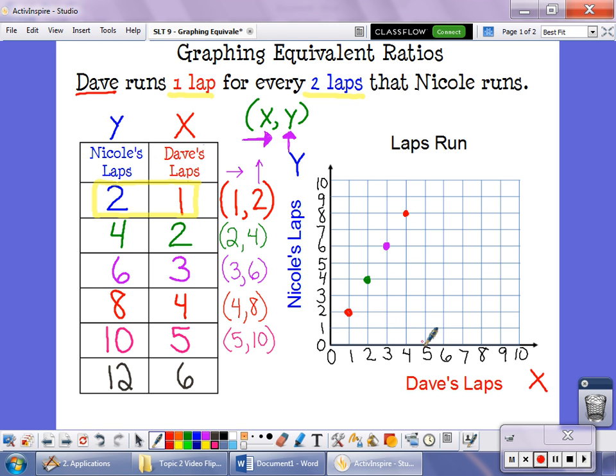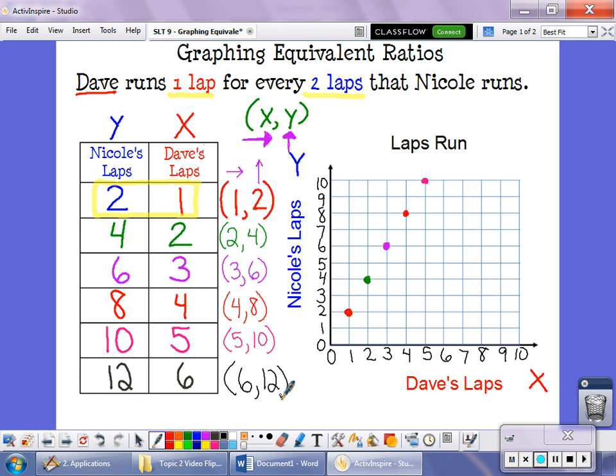So I'm going to go over 5, up 10. Now that's the last point I can put on my graph. Anything else is going to end up being off here. But I will write it as an ordered pair. We have Dave's laps and Nicole's laps.